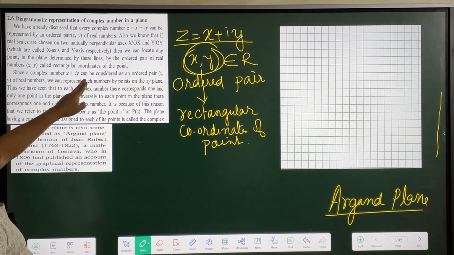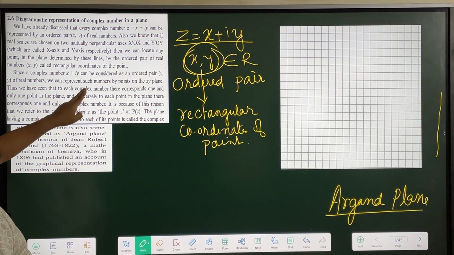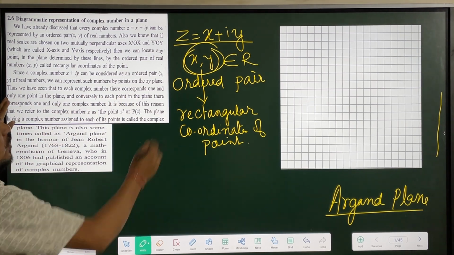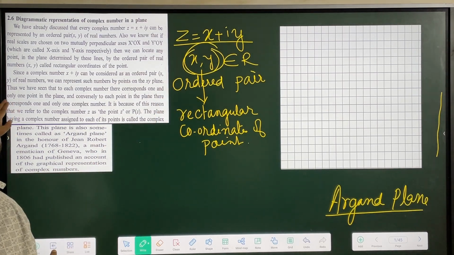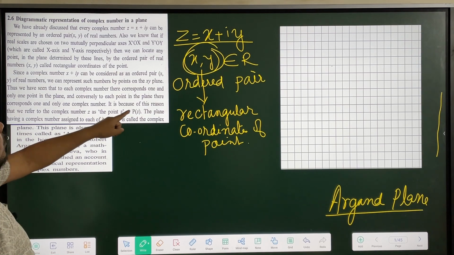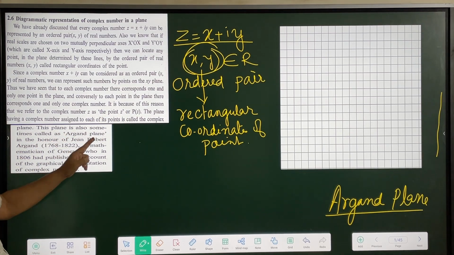Since a complex number x plus iy can be considered as an ordered pair of real numbers, we can represent such numbers by points on the xy plane. This is also called the xy plane. So this plane is also sometimes called an Argand plane.